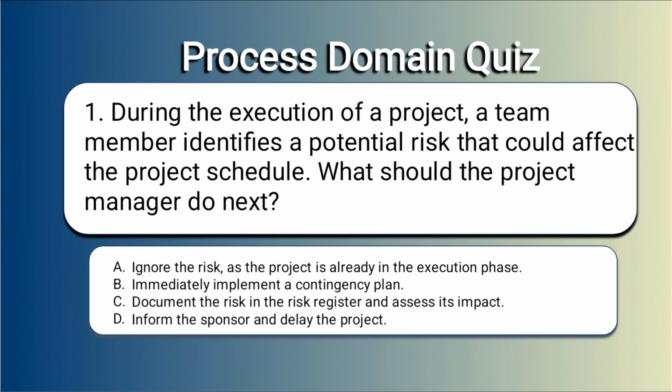1. During the execution of a project, a team member identifies a potential risk that could affect the project schedule. What should the project manager do next? A. Ignore the risk, as the project is already in the execution phase. B. Immediately implement a contingency plan. C. Document the risk in the risk register and assess its impact. D. Inform the sponsor and delay the project.